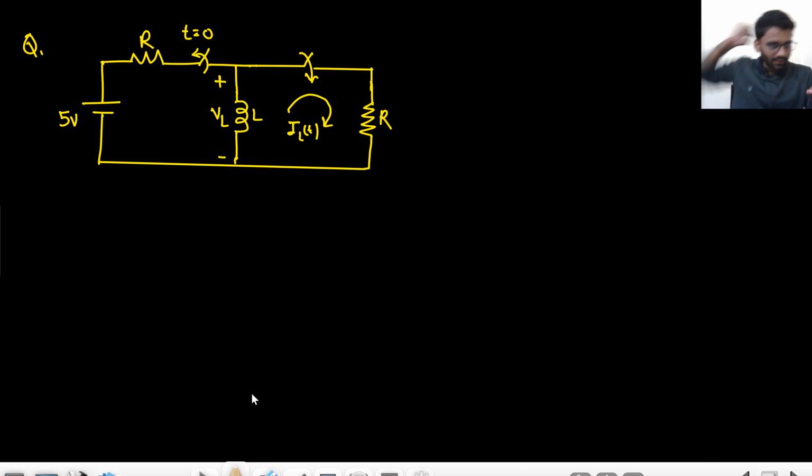Okay, so this is the same kind of circuit. In the RC circuit, what did we see? First, we charged the capacitor by V voltage, and then we connected a resistance. Now what are we doing? First, we are charging the inductor with some current. The current is 5 by R ampere. To keep the calculation easier, I will take the value of R equal to 1 ohm.